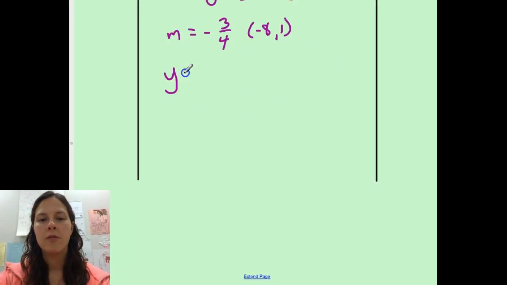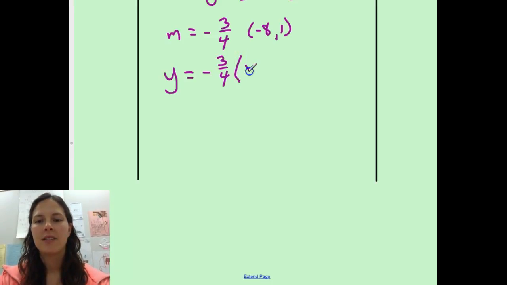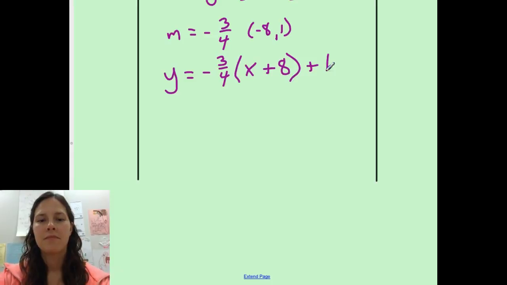Setting up our point-slope form, we substitute our slope. X goes in and becomes opposite. Y stays on the outside and stays normal. Distributing our slope, we have -3/4 x.